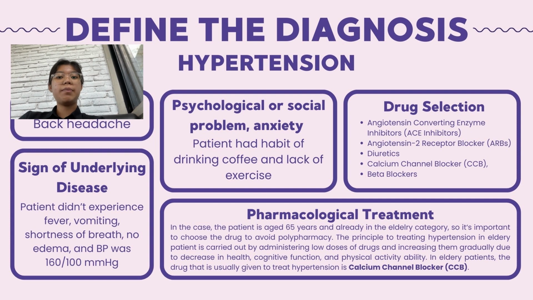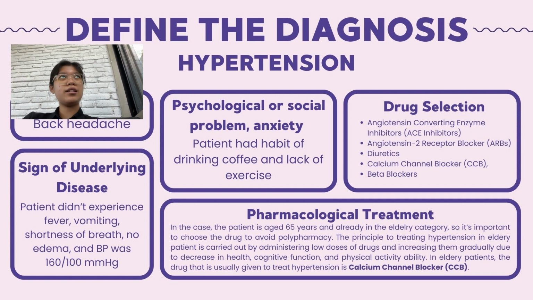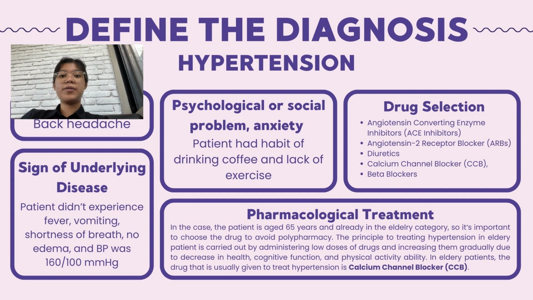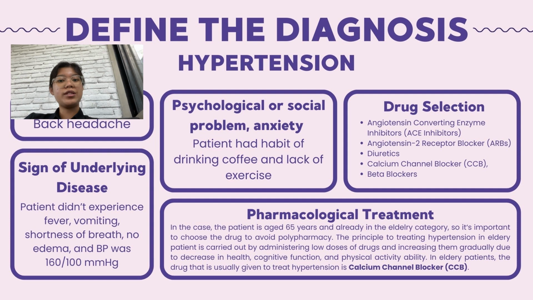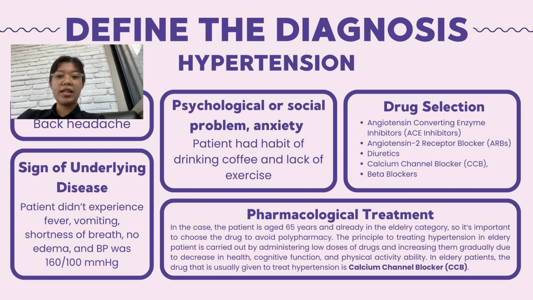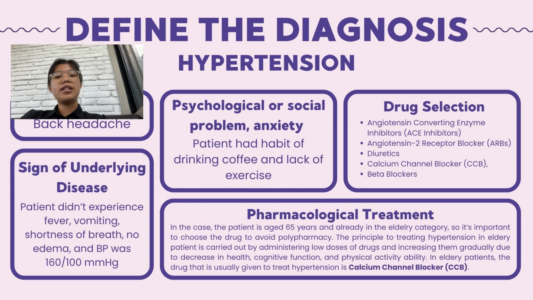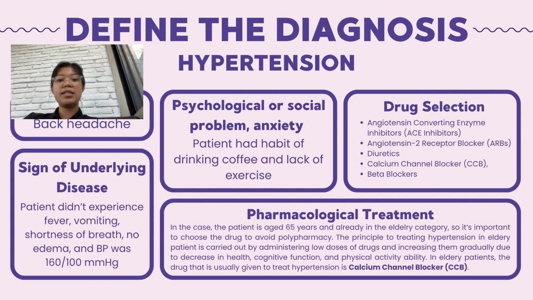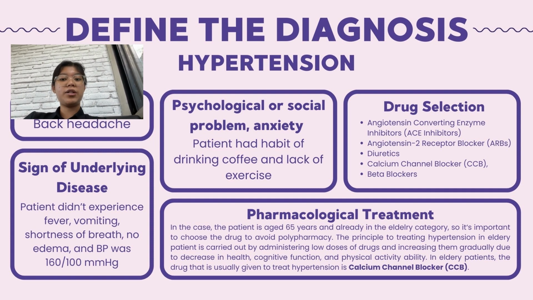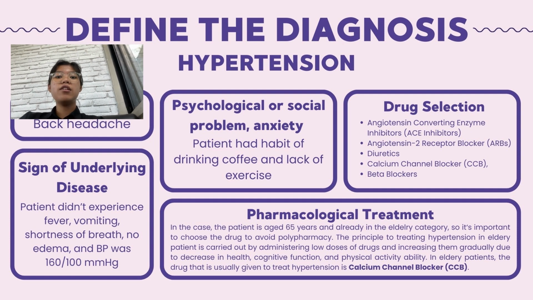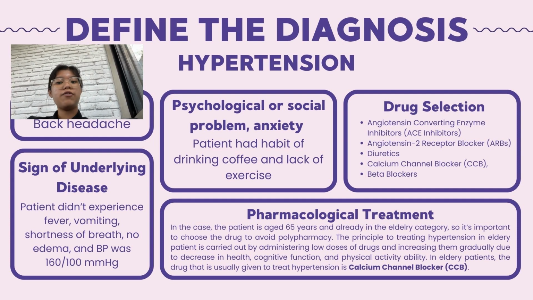In the case above, the patient is already in the elderly category, so it is very important for us to choose the drug properly to avoid polypharmacy. The principle of treating hypertension in elderly patients is carried out by administering low doses of drugs and increasing them gradually. In elderly patients, the drug that is usually given to treat hypertension is CCB or calcium channel blockers. However, the use of this drug still needs to be followed by lifestyle modifications such as not smoking, doing physical activities, and losing weight if you're obese.